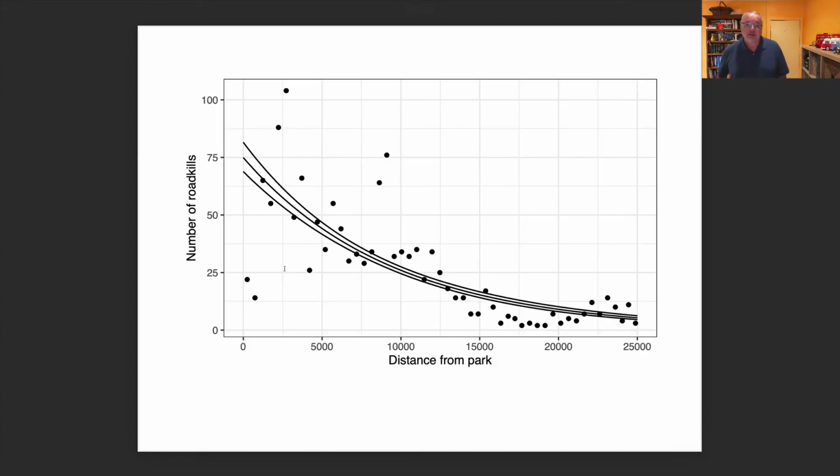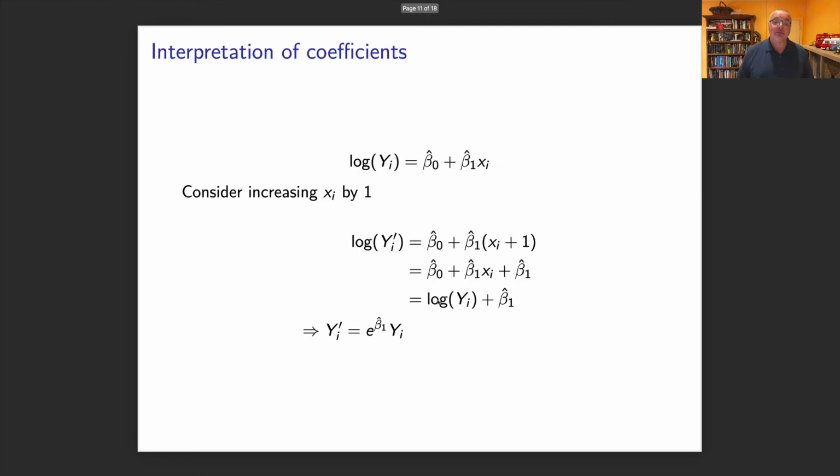Well, before we do that, let's have a look at our predicted values. Here I've done our predicted values. I'll show you in the case study how I got this graph. But you can see that our predicted average roadkills goes down as distance increases. Bit of a concern here with this sort of dip. And again, in the case study, we'll explore that.